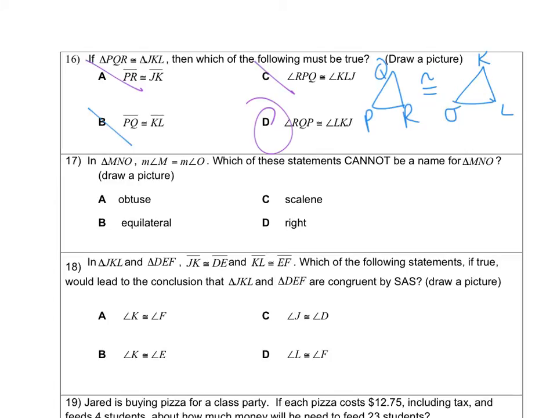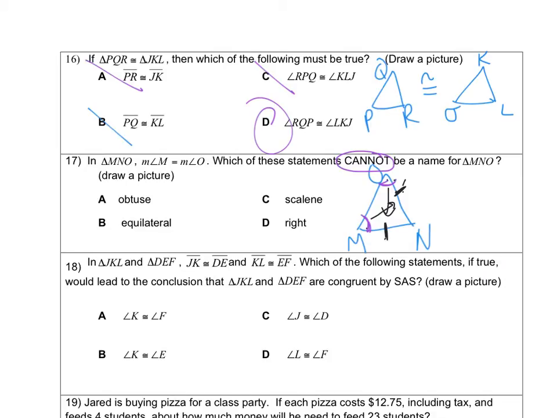All right. In 17, it says that triangle MNO, it says the measure of M equals the measure of O. So M and O are the same. So it says which of these statements cannot be the name for the triangle? Okay? If you have two angles that are the same, that means that the sides opposite those angles have to be the same. So that means MN has to be congruent to NO. The angles are the same, the sides opposite them are the same.